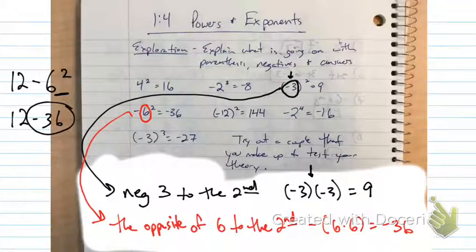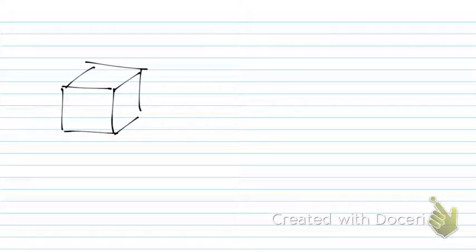Now, I want to show you one more thing quick. Let's say we had this cube. And you knew this side length was 6. How could I represent the volume of this cube using an exponent? How could I, Lauren? Would it be 6 with the 4 exponent? Monica. Would it be 6 to the 3rd power? 6 to the third power.